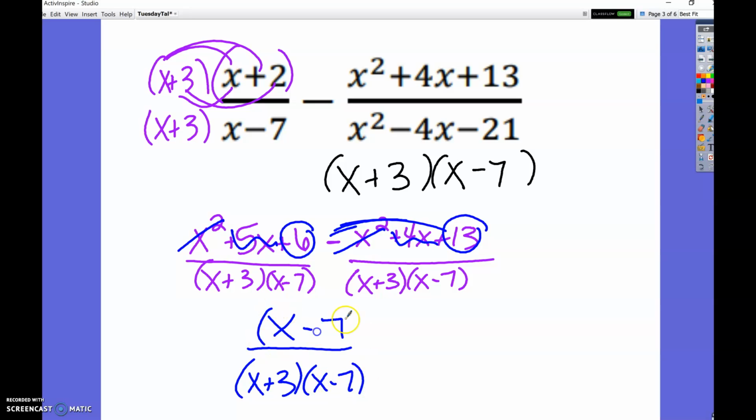But wait, this x minus 7, here we'd have a whole. If we go back to our last lesson, we would actually cancel those and leave it as 1 over x plus 3. And that would be our fully simplified version.